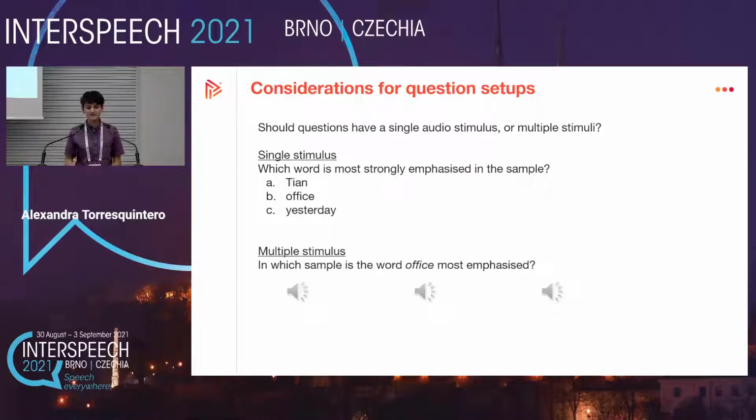Whereas with a multiple stimulus design, it's in fact the opposite setup in which the choices are the audio samples themselves. So the listener is asked in which sample is the word office most emphasized, and they play the three samples. Tian went to the office yesterday. Tian went to the office yesterday. Tian went to the office yesterday. And then at that point, they would select option B, the second sample.